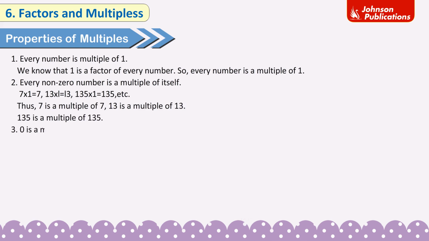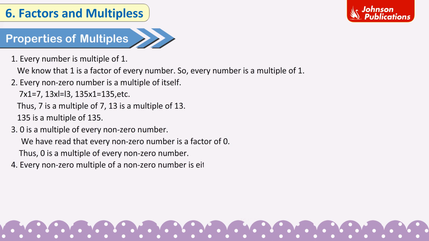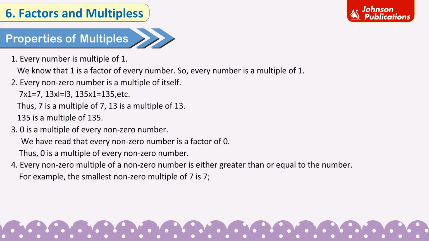Number 3. 0 is a multiple of every non-zero number. We have read that every non-zero number is a factor of 0. Thus, 0 is a multiple of every non-zero number. Number 4. Every non-zero multiple of a non-zero number is either greater than or equal to the number. For example, the smallest non-zero multiple of 7 is 7. The smallest non-zero multiple of 15 is 15, and so on.